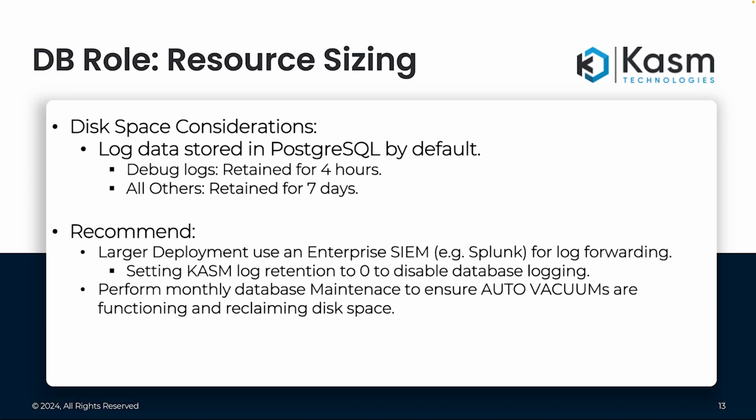The other big consideration for the storage, as I mentioned before, is that our default logging location is going to be that Postgres database. So all debug logs are maintained for 4 hours. All other logging is retained for 7 days. If we need extended retention, or if we're anticipating a lot of those log files being created due to user-based churn, we really need to leverage down there at the bottom an enterprise option. We need to offload those. And when we do the offloading of them, we need to make sure we're going into the Kasm console, setting our log retention to 0 so we disable all of the database logging, and we're just leveraging that forwarder.